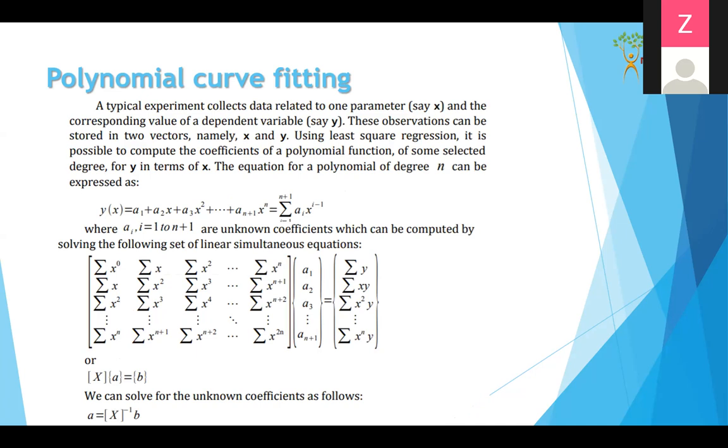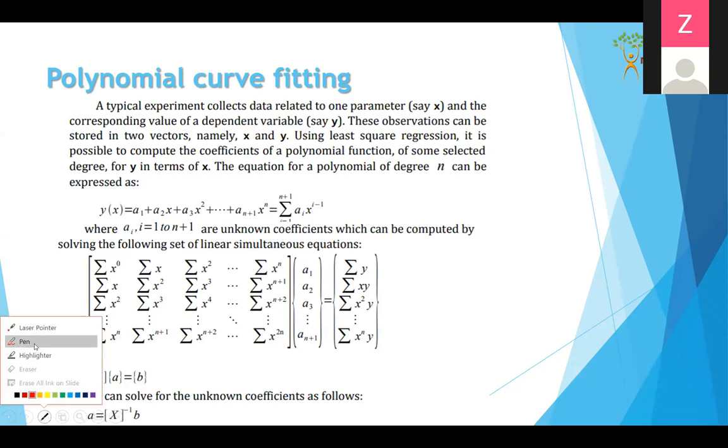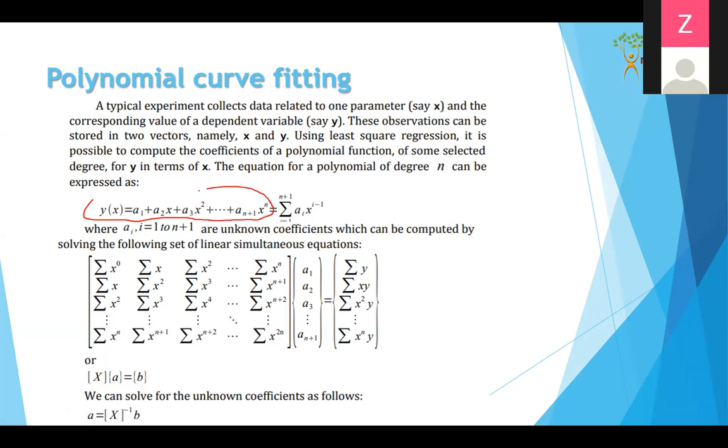A typical experiment collects data related to a parameter, say x, and the corresponding values of a dependent variable, say y. These observations can be stored in two vectors, namely x and y. Using least square regression, it is possible to compute the coefficients of a polynomial function of some selected degree of y in terms of x. The equation for a polynomial of degree n can be expressed in this form. We have seen the same kind of equation in our earlier slide. Once the equation is expressed in this format, the coefficient matrix can be created, and we can find the solution of the equation with its help. That is, X a is equal to b, and the values of a can be calculated using X inverse b.